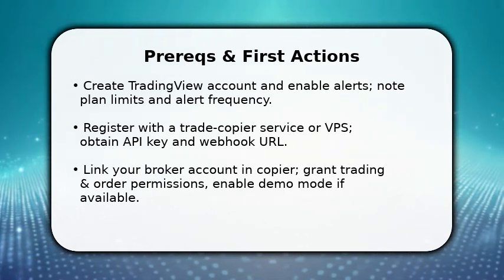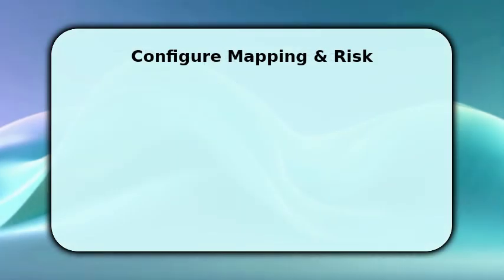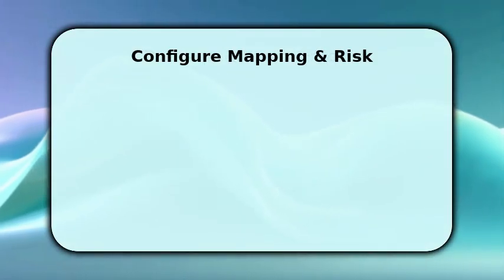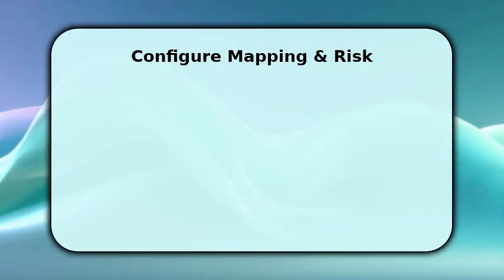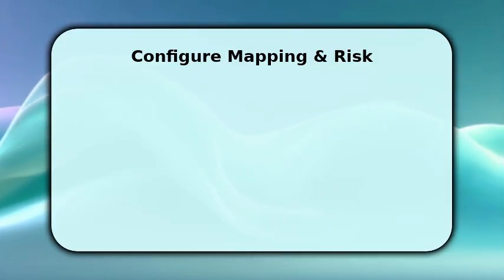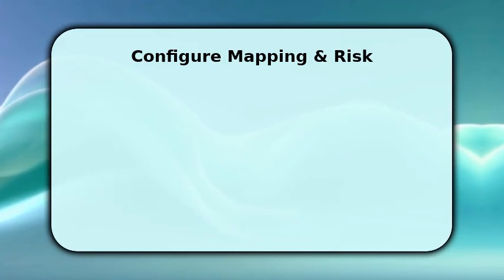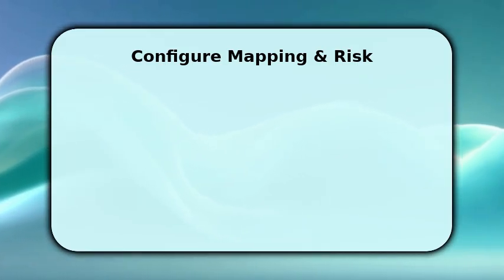Now you configure the middle layer. Map symbols so alerts hit the correct broker instrument, because mismatches cause rejects. Then set position management: use fixed lots or percentage risk per trade, and cap simultaneous trades to control exposure.